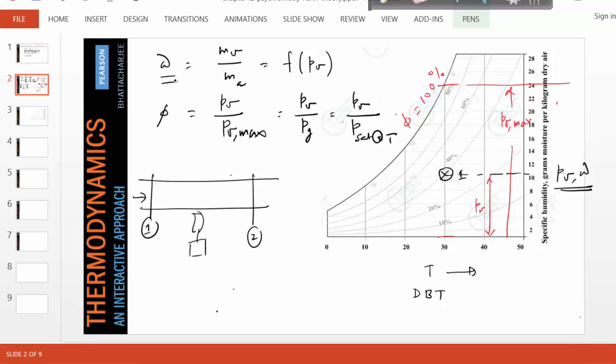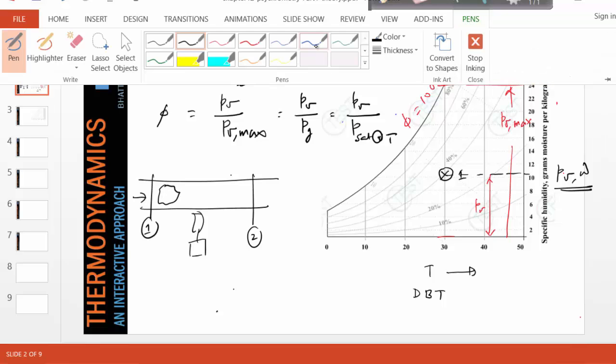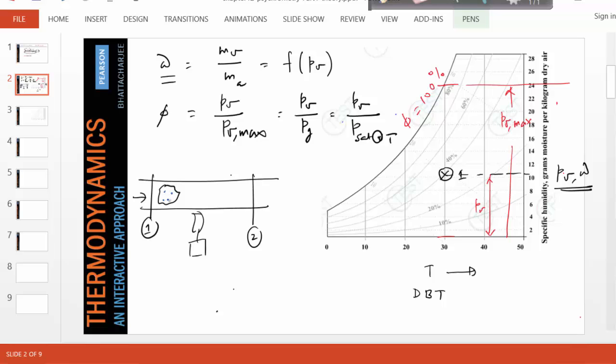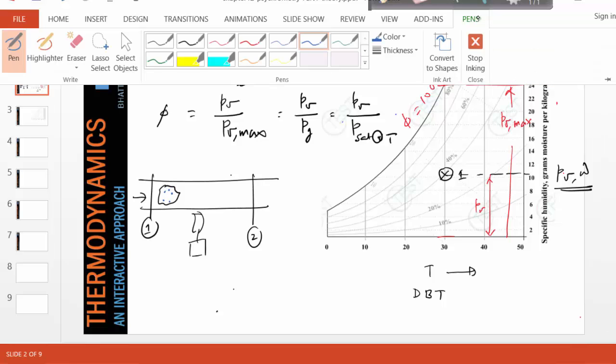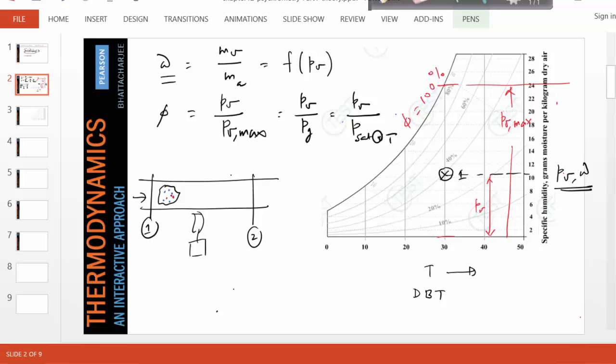So what does omega mean? Omega means mass of vapor divided by mass of air in any lump of air. So suppose in your mind you just choose a lump of air here, and let's say we are representing the air molecule by a blue dot and the vapor molecule by a red dot. My question is, as this lump of air passes through and gets hotter, do you think the number of red dots are going to grow or the number of blue dots are going to grow?